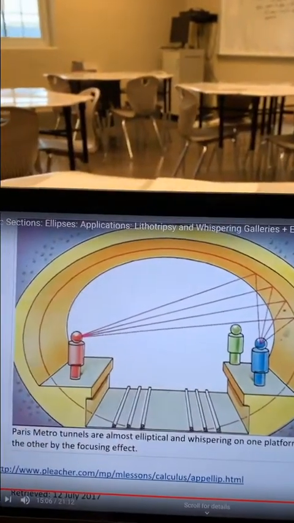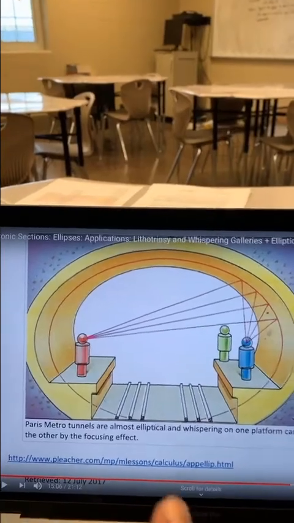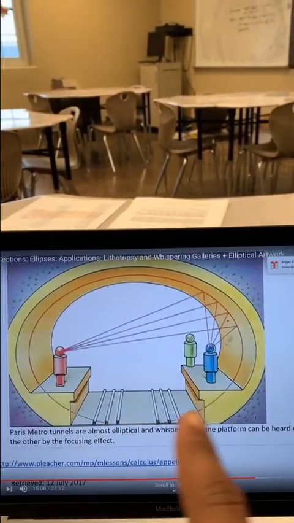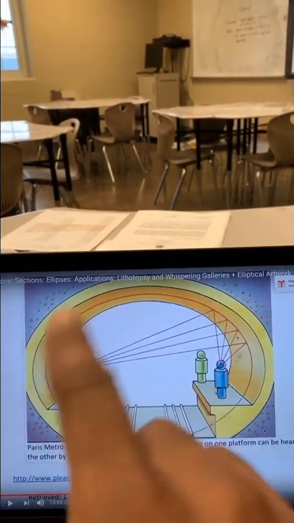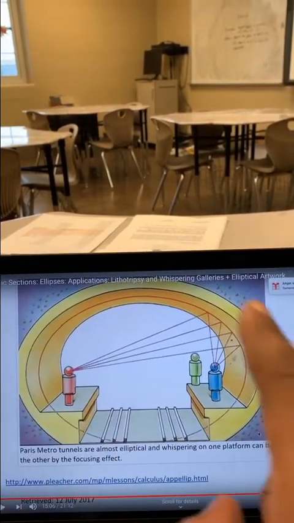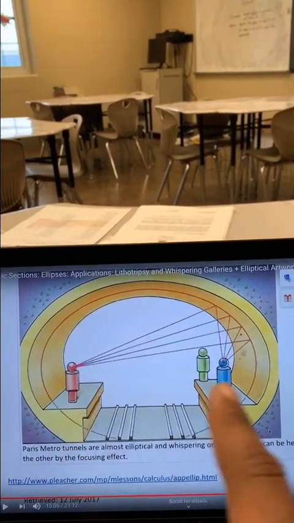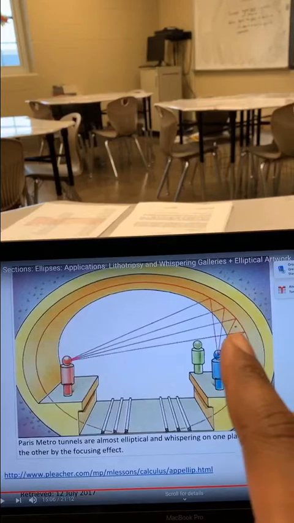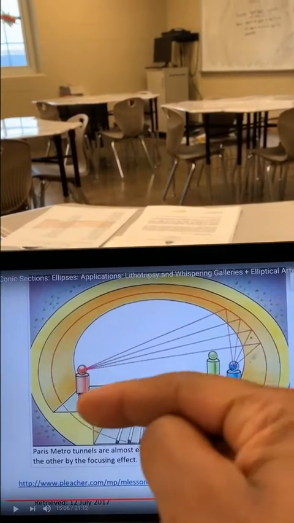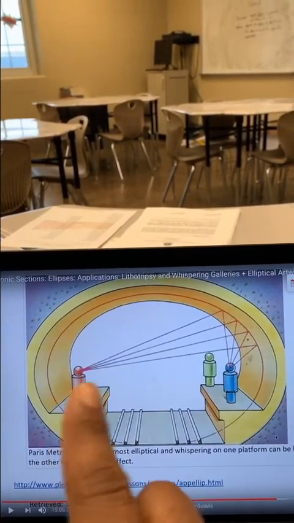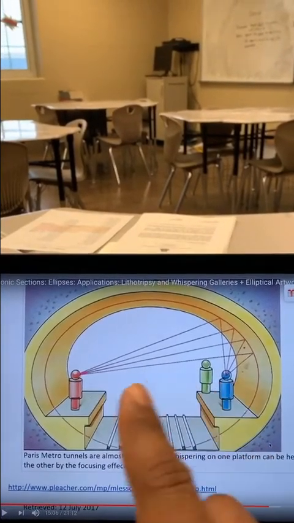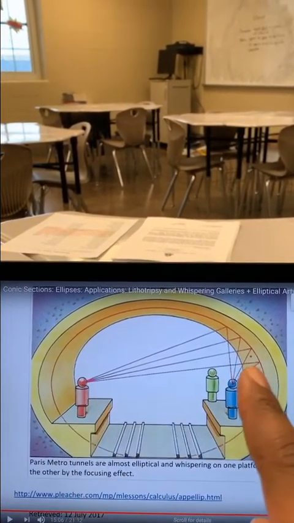All right, here's another one. This is with the sound now. So this right here is like a diagram of the shape of the metro in Paris, right? So it's like an elliptical shape. So based on where you're standing, you can literally talk. The sound will bounce off and focus in on the other focus point. And you can have a conversation with the person across the room. Like I'm talking about 40, 50, 60 feet away.